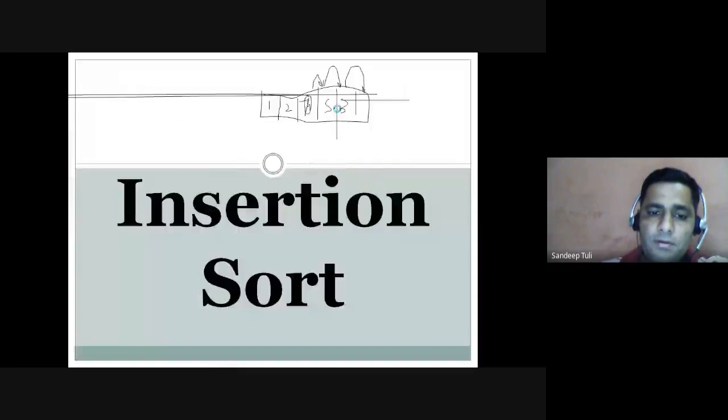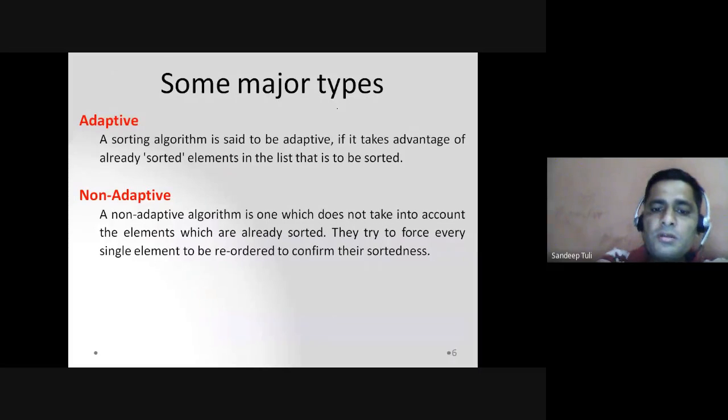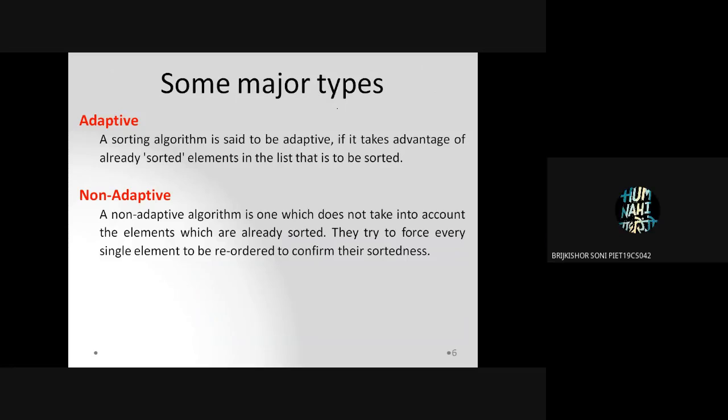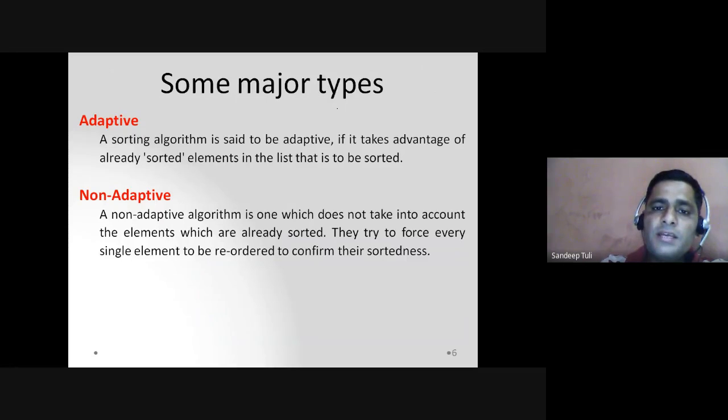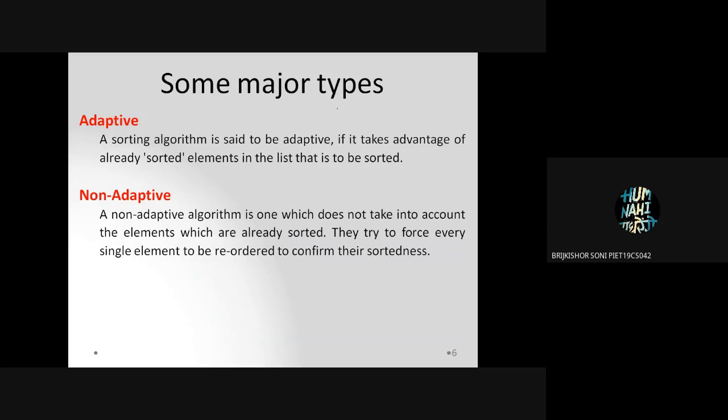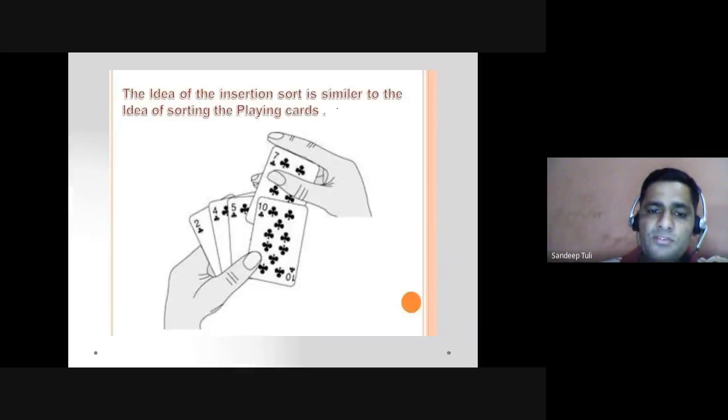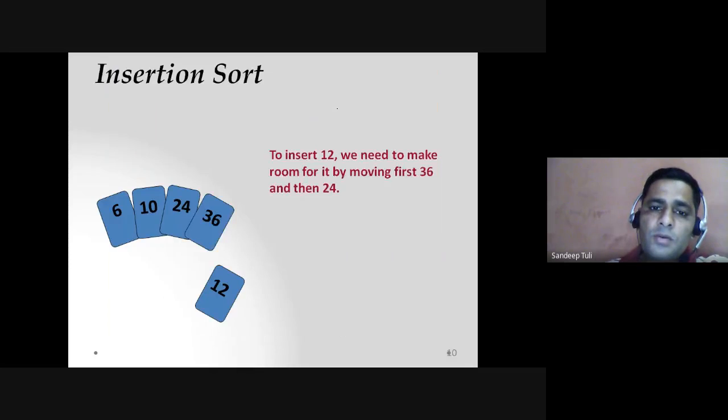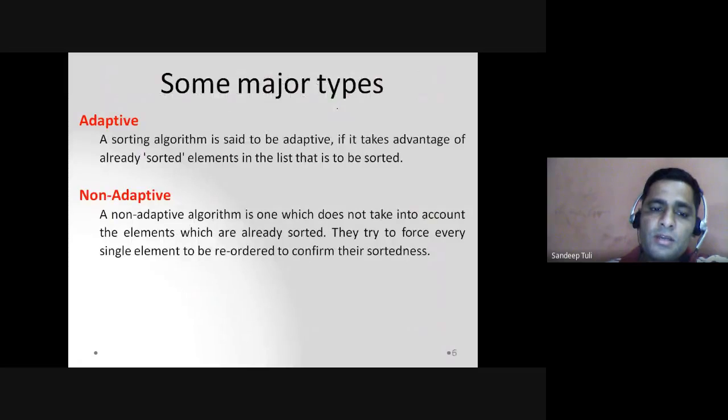Just read that definition of adaptive sort. A sorting algorithm is said to be adaptive if it takes advantage of already sorted elements in the list that is to be sorted. So क्या हम already sorted elements की help ले रहे हैं या नहीं ले रहे हैं इस sorting के अंदर? ले रहे हैं सर. Because the first statement of the insertion sort, मेरा जो first statement था वो यही था कि we will insert the element in the already sorted elements. That is what adaptiveness is actually. We are taking help somehow from the sorted list.